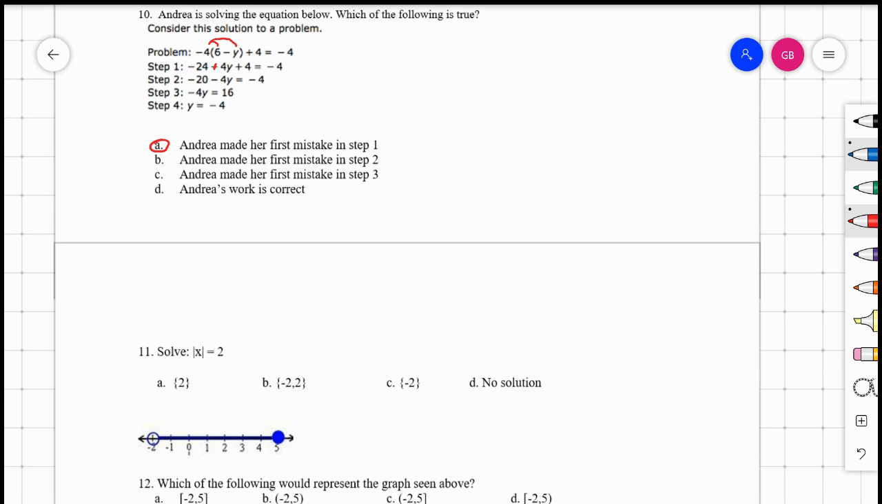All right, solve for x. The absolute value of x is 2. Number 9, which numbers are 2 units away from 0? 2 and negative 2. So it's going to be B.